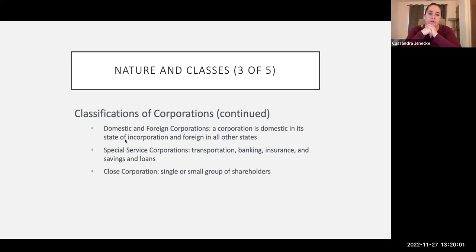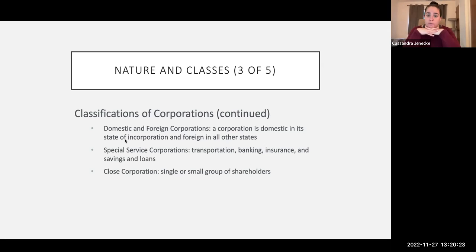Another type of classification that you can think about is whether or not a corporation is domestic or foreign. If you are a corporation that forms in California and you operate in California, then you are a domestic corporation to California. But if you were then to go and operate in the state of Nevada, you would be a foreign corporation to the state of Nevada.